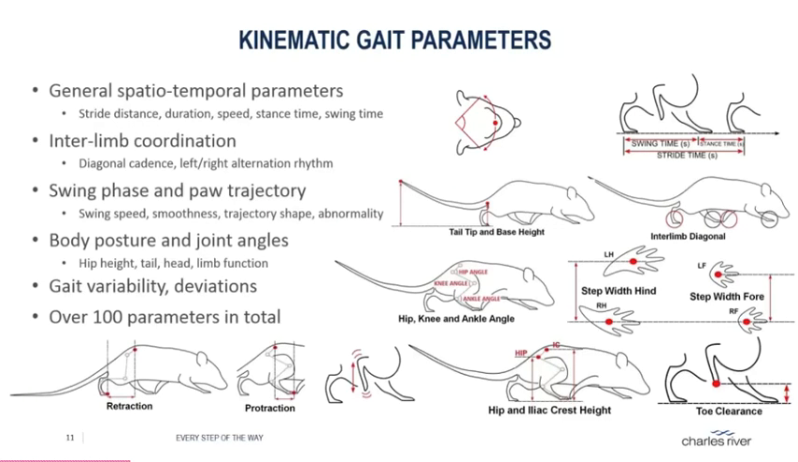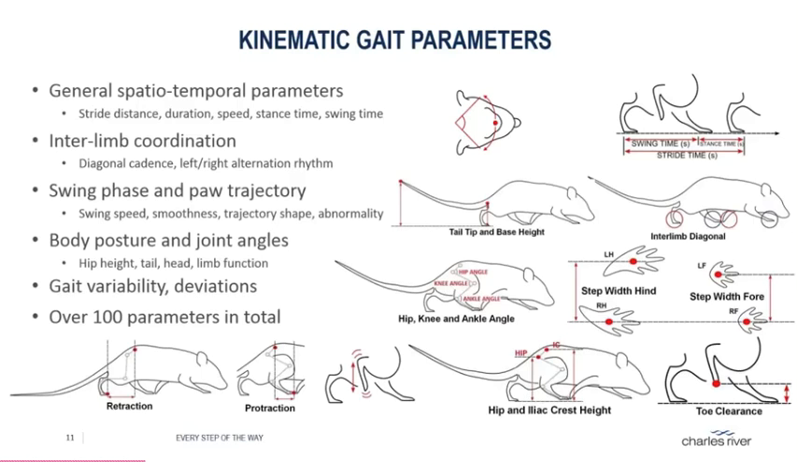Let's talk about the kinematic gait parameters. The gait is a cyclic process of repetitive strides or gait cycles. In our analysis, a full gait cycle is defined as the period between two consecutive left hind limb floor contacts. For each automatically detected gait cycle, a large number of parameters are determined to characterize the gait properties. First, the spatiotemporal parameters measure overall stride distance, duration, and speed.